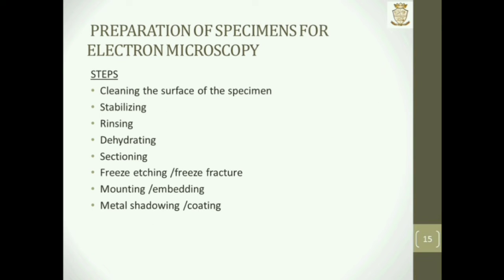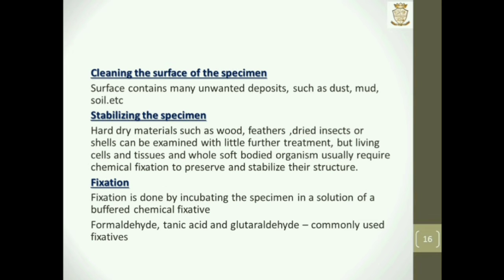Preparation of specimens for electron microscopy. There are many steps in specimen preparation: cleaning the surface of the specimen, stabilizing, rinsing, dehydrating, sectioning, freeze etching or freeze fracture, mounting or embedding, and metal shadowing or coating. First step, cleaning the surface of the specimen. The surface contains many unwanted deposits such as dust, mud, soil.